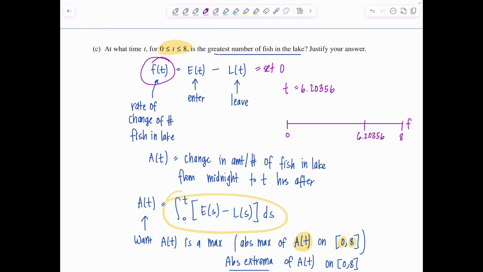F of t is positive here, which means fish are entering more than they're leaving. And it's negative here, which means the max occurs at t equals 6.20356. And both approaches would have gotten you full credit on the AP exam. You just need to justify completely. I think most of you guys would be in calculus mode, so you might go through this process, but it involves a lot more rigor and setup. So if this kind of naturally occurred to you, go for it, okay? Both would be totally acceptable.